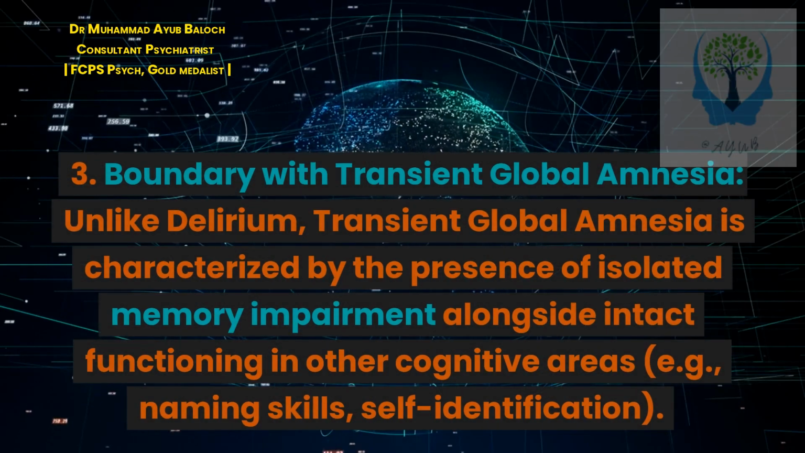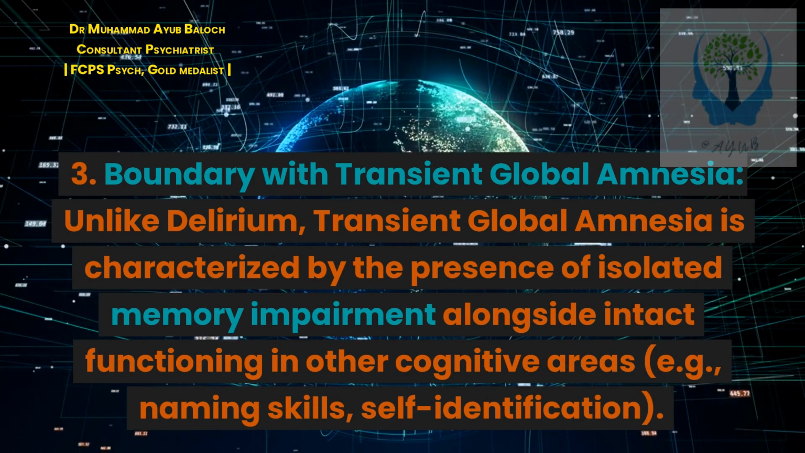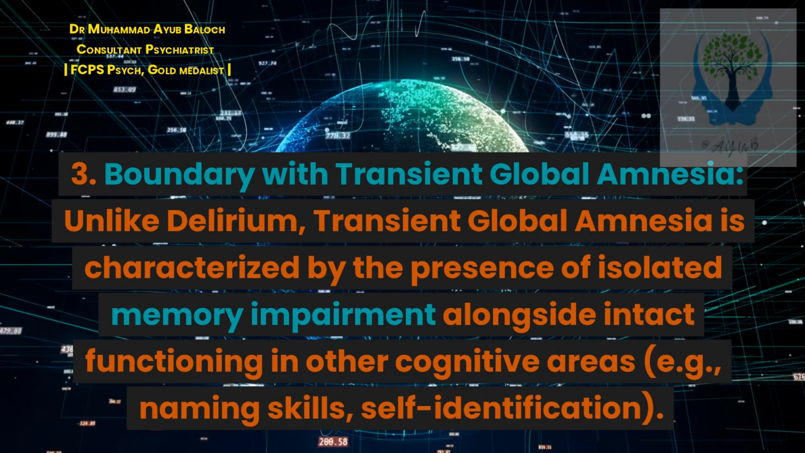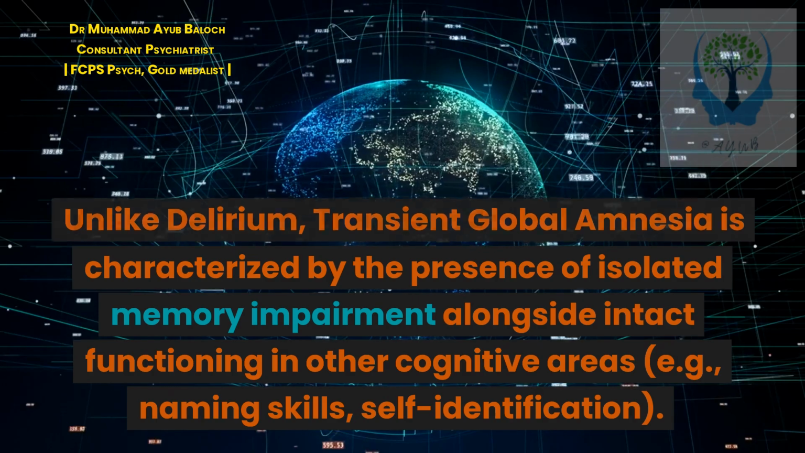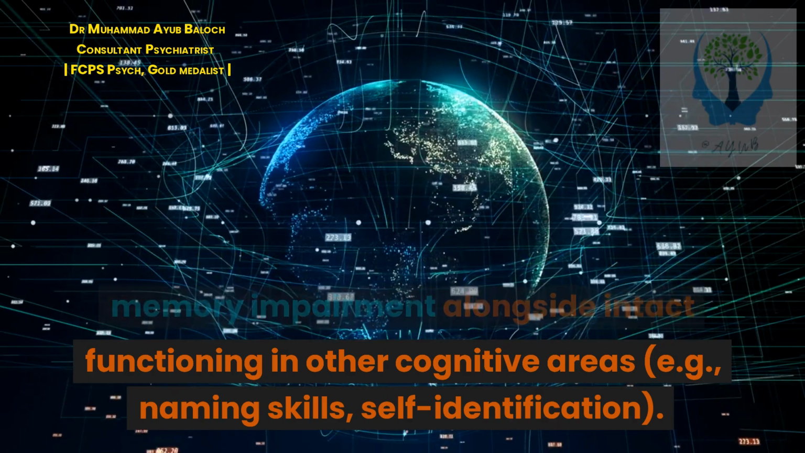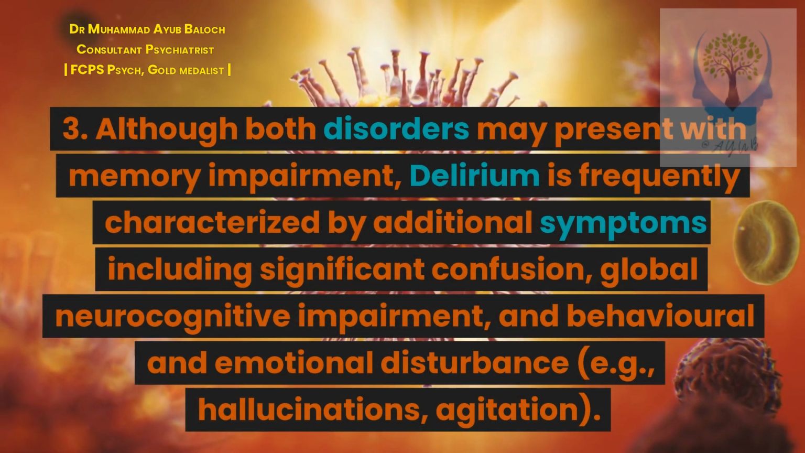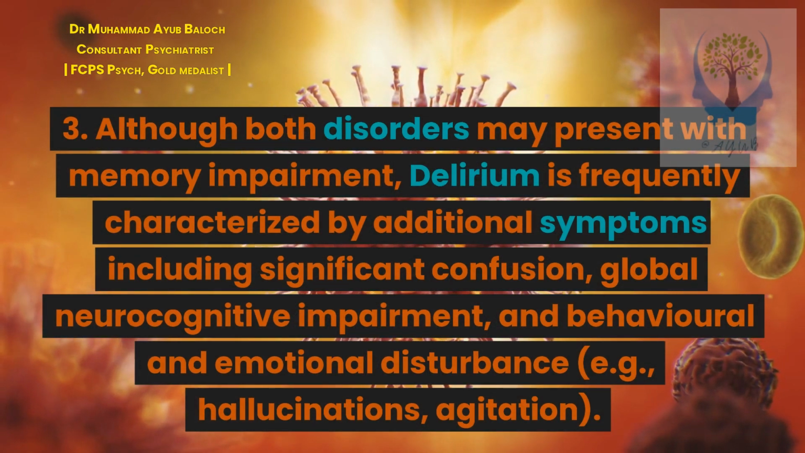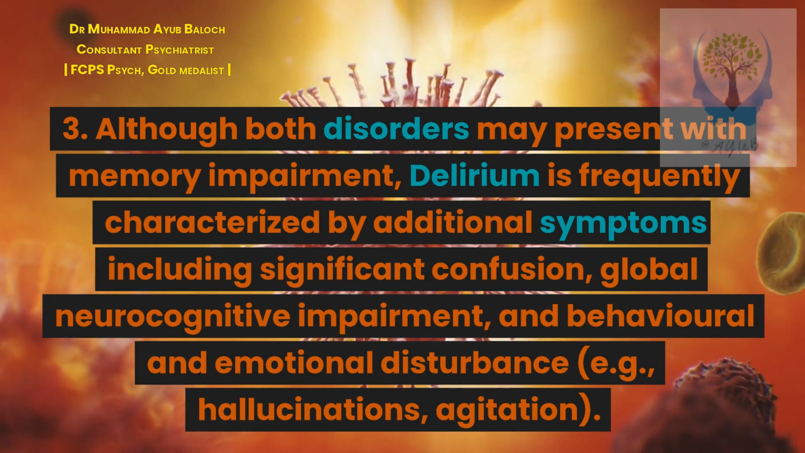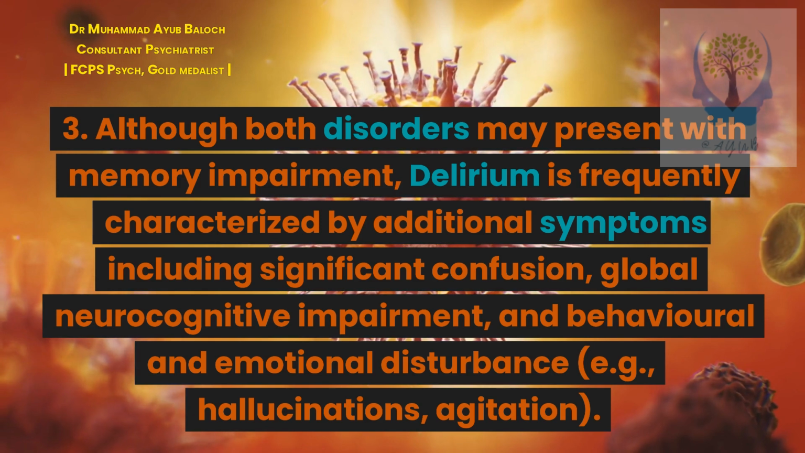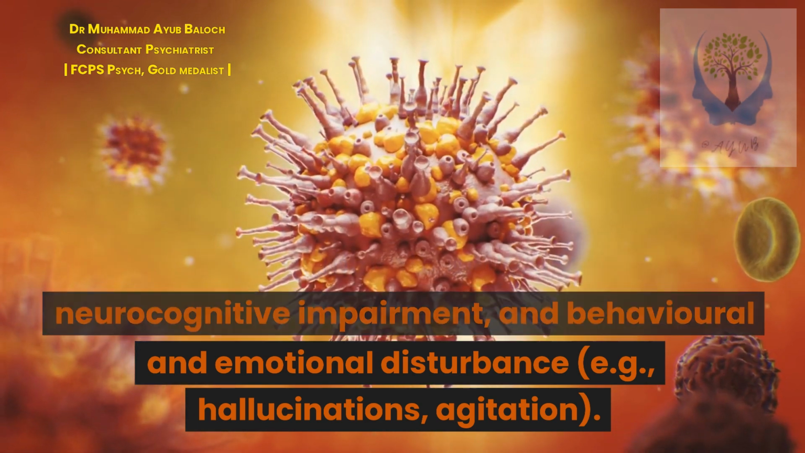3. Boundary with transient global amnesia. Unlike delirium, transient global amnesia is characterized by the presence of isolated memory impairment alongside intact functioning in other cognitive areas, for example, naming skills, self-identification. Although both disorders may present with memory impairment, delirium is frequently characterized by additional symptoms including significant confusion, global neurocognitive impairment, and behavioral and emotional disturbance, for example, hallucinations, agitation.